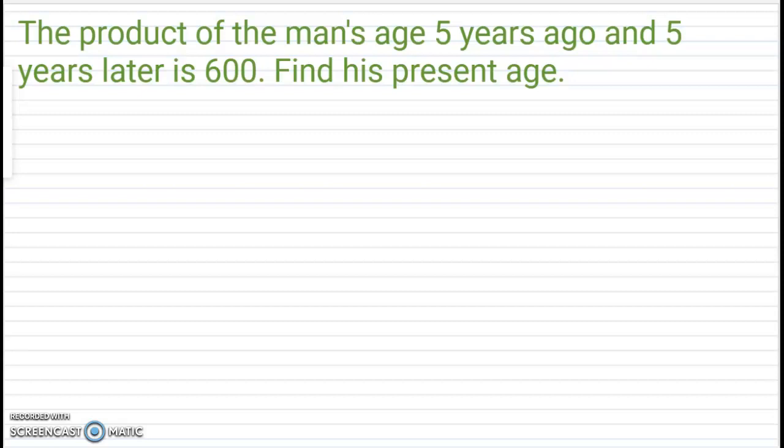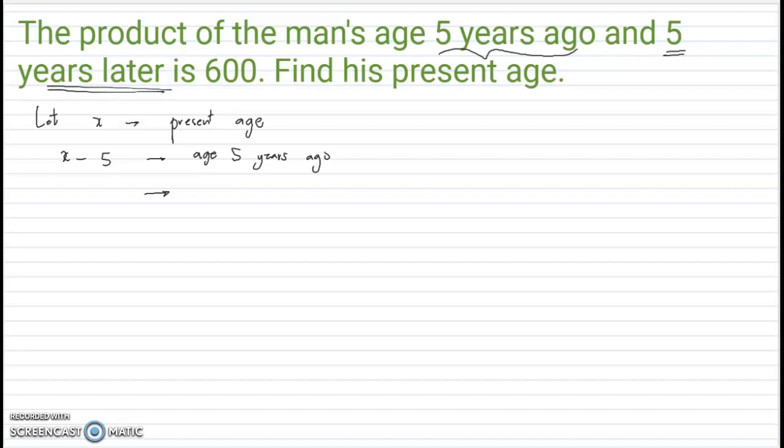The product of the man's age 5 years ago and 5 years later is 600. Find his present age. So if we let X be the man's present age, then his age 5 years ago would be X minus 5. And his age 5 years later would be X plus 5.